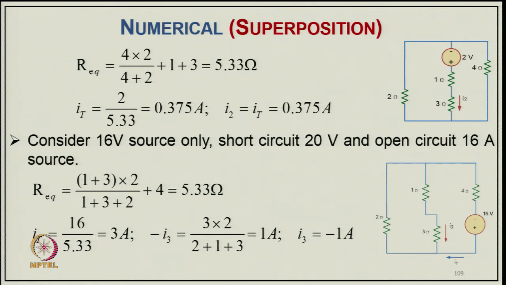This is I2, which we got equivalent to I_t, that is 0.375 ampere. Now, consider the third source, that is the 16 volt source, and short circuit the 20 ampere, open circuit that current source. So, you get R equivalent in this circuit equal to 5.33 ohm, and you can find out I_t here, that is 3 ampere, and I3 is typically minus 1 ampere. So, I3 is minus 1 ampere current flowing typically into your 3 ohm resistance.